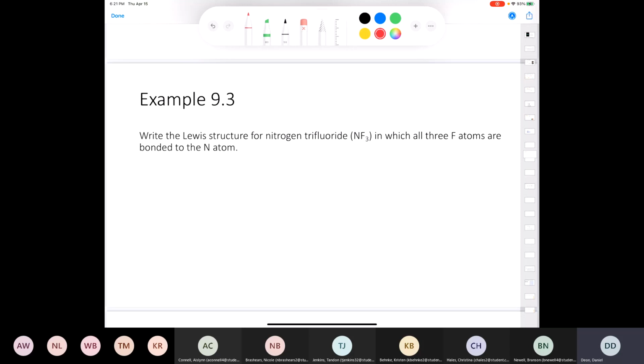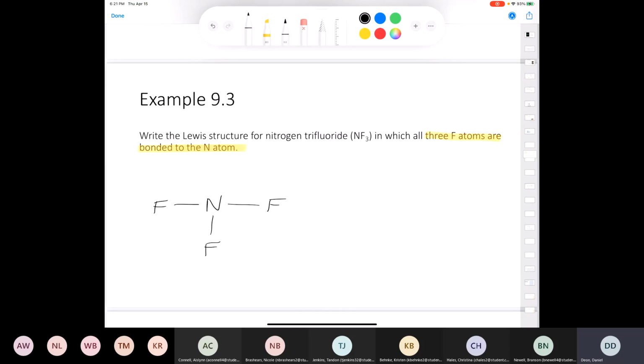Okay, let's read the problem together. First, it says, write the Lewis structure for nitrogen trifluoride in which all 3 fluorine atoms are bonded to the nitrogen atom. So they kind of gave you a hint here right away. They're telling you that you've got nitrogen, and you've got all the fluorines bonded to it. I'm just going to put them like this for now. Okay, that's fine. So that's where we would start, maybe.